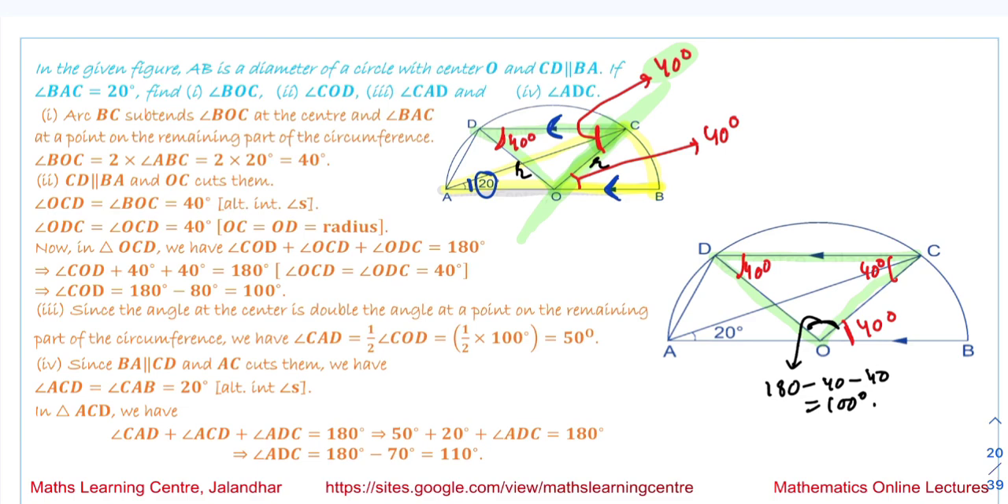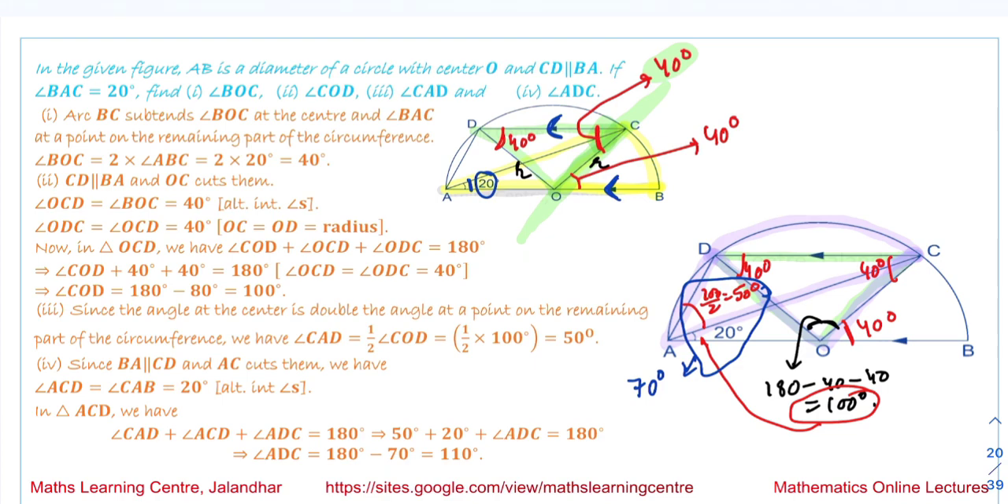Next we have to calculate the angle CAD. This angle COD is on the arc CD, and on the circle we have the angle CAD. So angle CAD will be half of this angle, half of 100, which is equal to 50 degrees. So this total angle over here is 70 degrees.